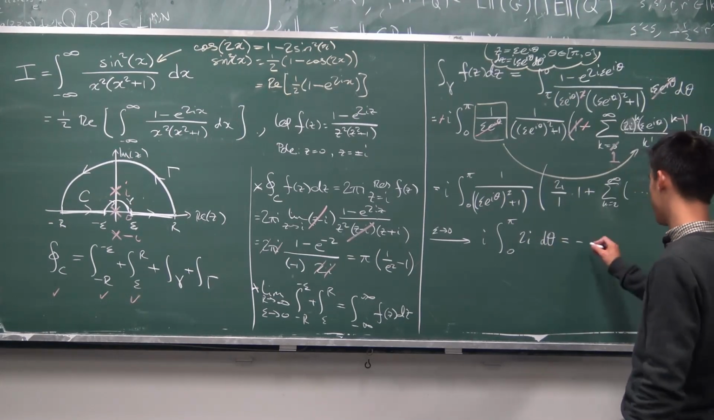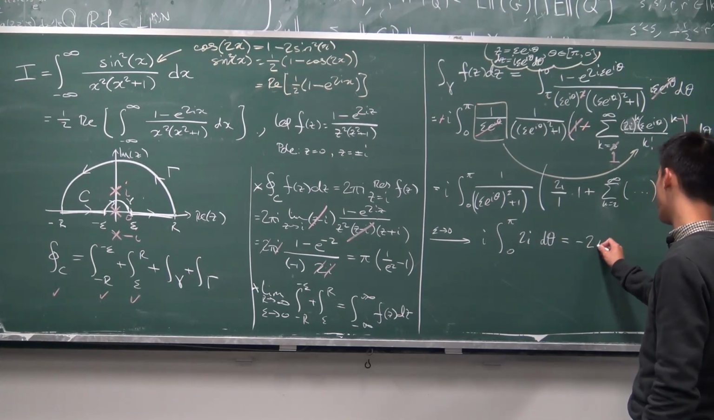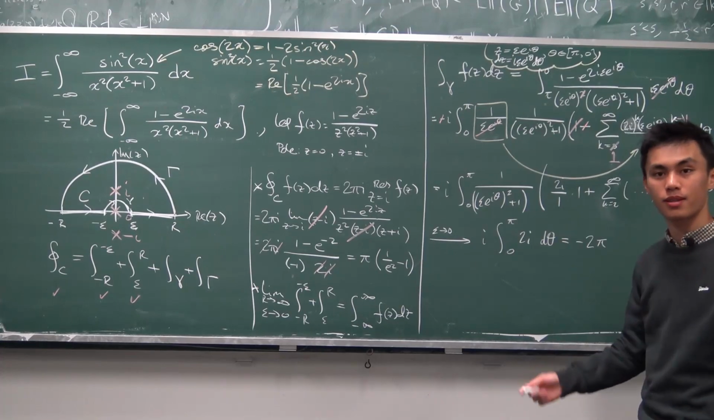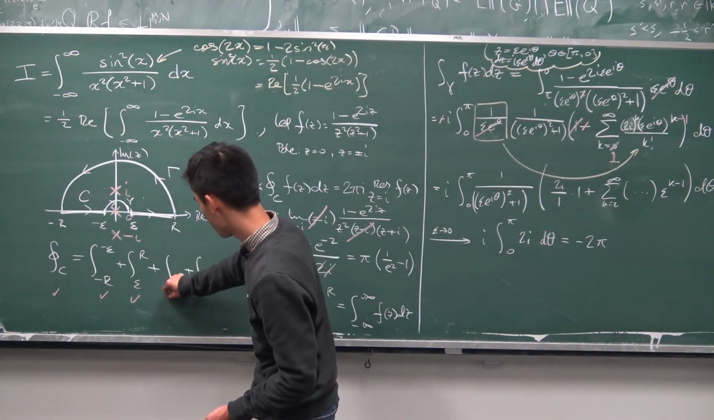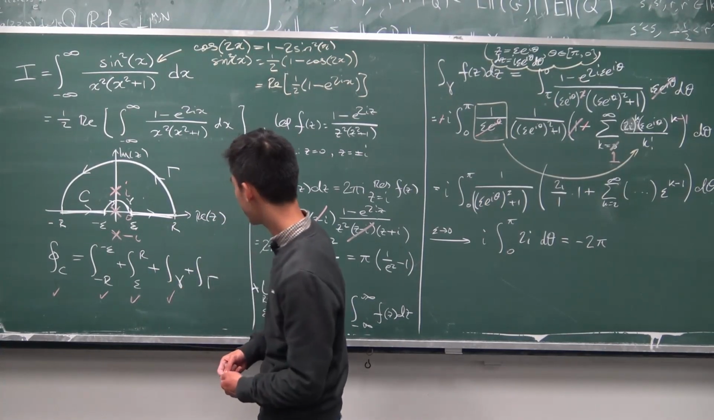And then we also have this 2 here. So that's going to be a negative and then a 2 pi, like so. Okay, so we've gotten the integral over this little gamma. We got a negative 2 pi, which is quite nice.